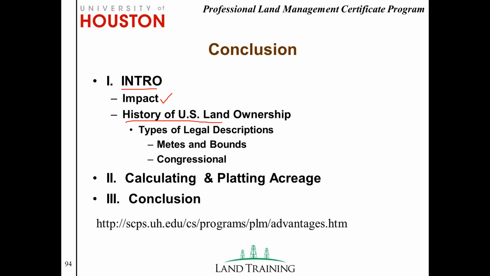Then we looked at the history of U.S. land ownership. I don't know if I told you, but I'm a history major, so we're all going to get some history in here. And I told you about the 2 types of legal description, metes and bounds. That's what the original colonists brought over from England. And then we talked about congressional. That is Thomas Jefferson's system that he invented, also known as Jeffersonian, and the rectangular survey system. And I showed you how these poor surveyors have to walk the land, 6 miles for the township, 1 mile for each section. And then we talked about how to divide out those acreage. So then we calculated how many acres were in each section. And then we actually platted that acreage, that is, we showed where it was on the section. And then that wraps up our presentation.